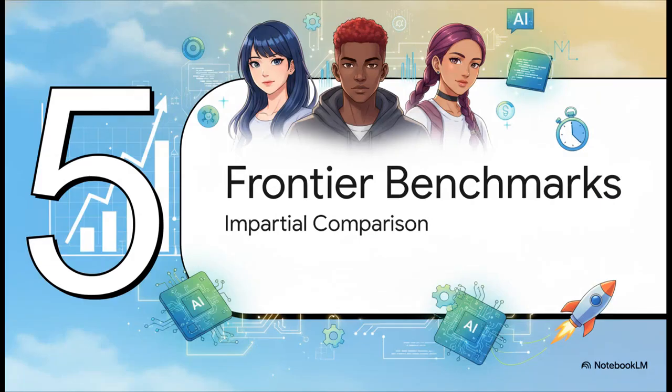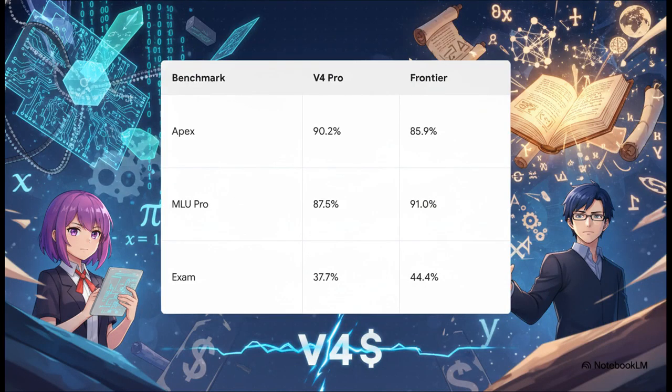Section 5. Benchmarks against frontier models. Let's take an impartial look at the data here. DeepSeek honestly admits there is roughly a 3 to 6 month gap behind the absolute best frontier models when it comes to general reasoning. And the benchmarks reflect exactly where V4 shines and where it trails.